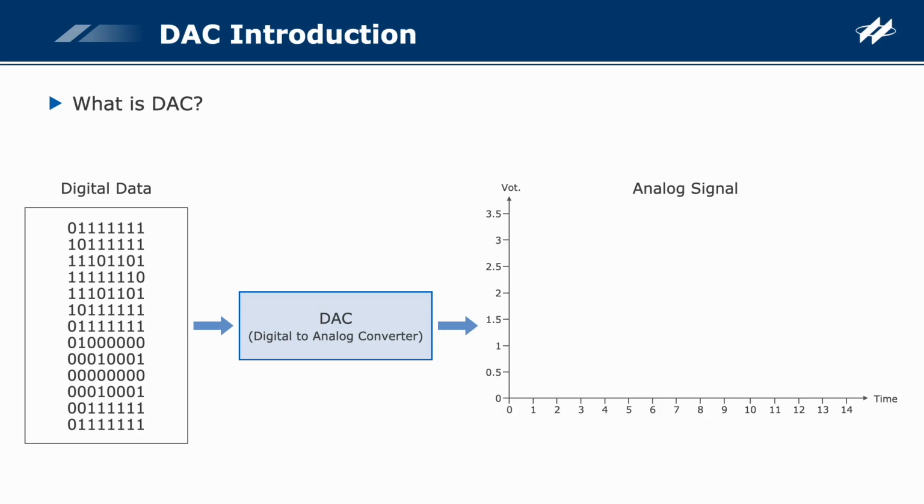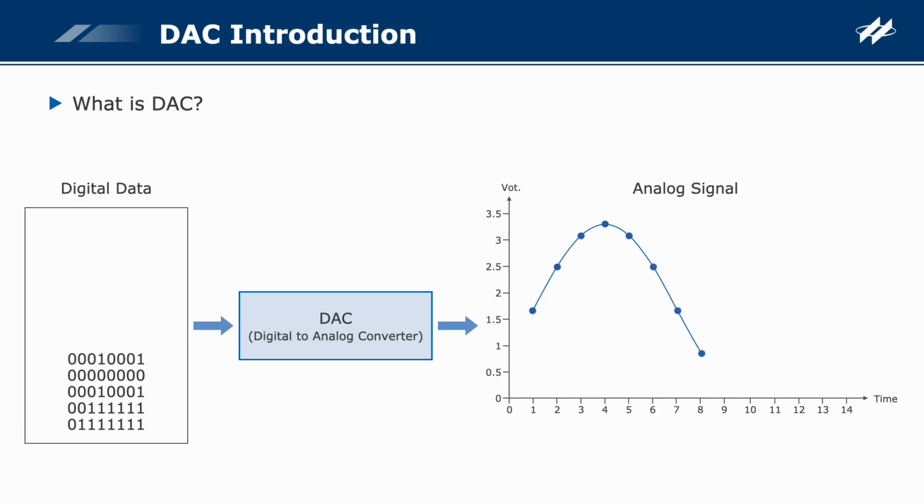Let's take a simple example. The digital data on the left are written to the DAC in sequence, and the DAC will generate different analog voltages based on different digital data. The analog voltage signal is a sine wave with an amplitude of 3.3 volt.